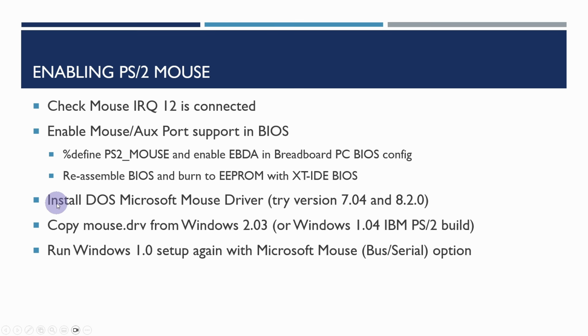Now we will need to use the mouse driver. I had all sorts of problems in the first series getting the Microsoft mouse drivers to work, and I'll cover what changes needed to be done to the BIOS to get that to happen. And we also need to copy the mouse driver file from Windows 2.03 or later into the Windows 1.0 setup in order to enable the mouse support for the PS2 mouse in Windows 1.0. And then we just have to run the setup for Windows 1.0 with the Microsoft Mouse Bus serial option.